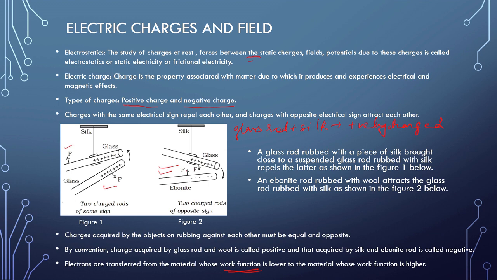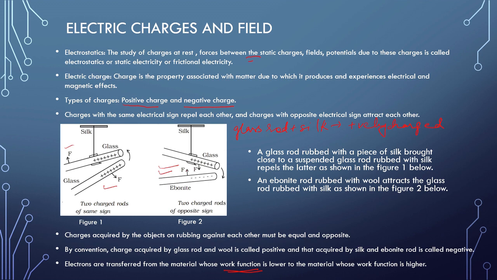So the charges acquired by the objects on rubbing against each other are equal and opposite. In this process, when you rub a glass rod with silk, if the glass rod develops 4 units of positive charge, silk develops 4 units of negative charge. So the charges acquired on rubbing are equal and opposite.